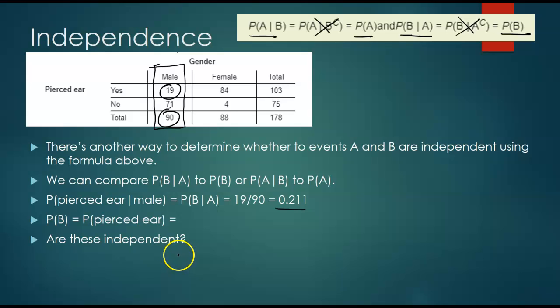Notice that has nothing to do with male or female, and it doesn't say given that. So we are just looking at the total that have a pierced ear, that's 103. Out of the total students, it doesn't say given that, so there's no reason to change the denominator. So we do 103 divided by 178. And so that gives me 0.579. So are these independent? No, these are not independent. A and B are not independent because it violates the rule. Being male and having a pierced ear are not independent events.